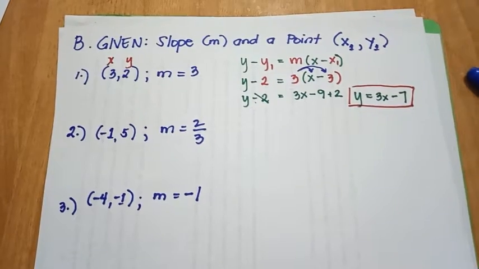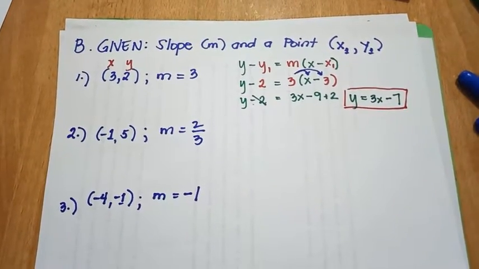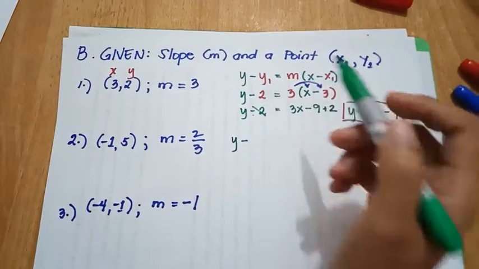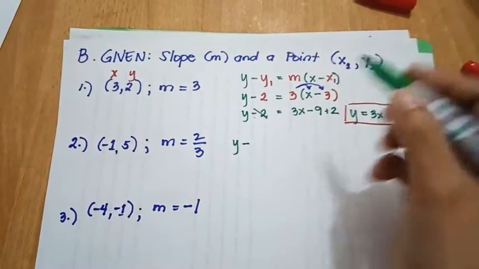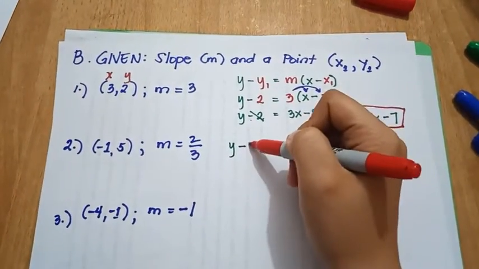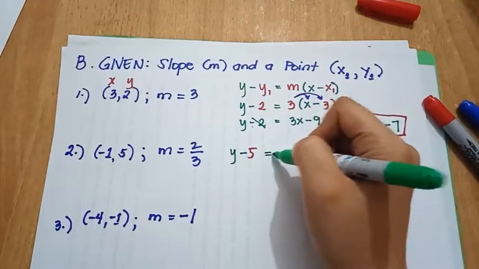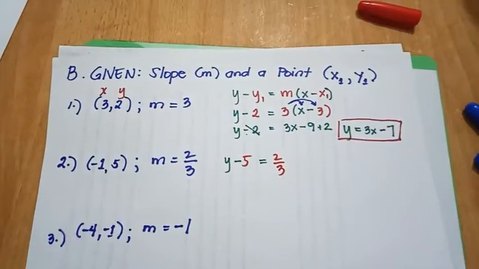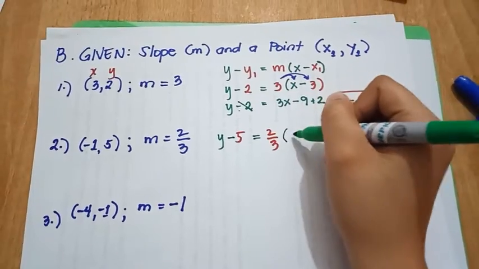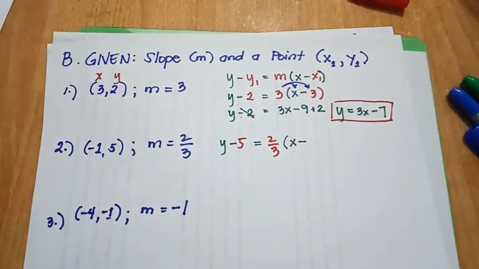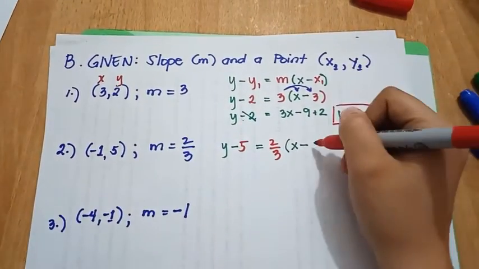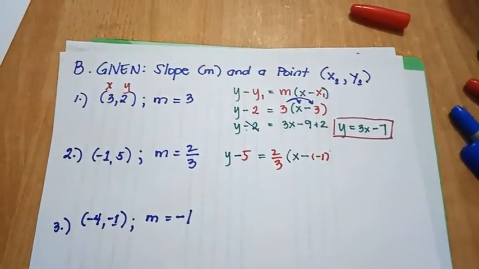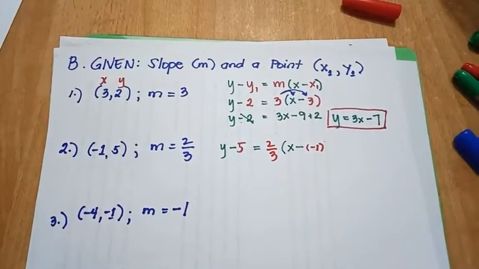For the second one, we have (-1, 5) and the slope 2/3. So again, let us make use of the formula y minus y sub 1. Our y sub 1 is 5. So let us write 5 equals m. Our slope is 2/3. So let us write 2/3 times x minus our first coordinate or x-coordinate, which is negative 1. Make sure to write the sign of negative 1 because one wrong writing of the sign will change the answer.